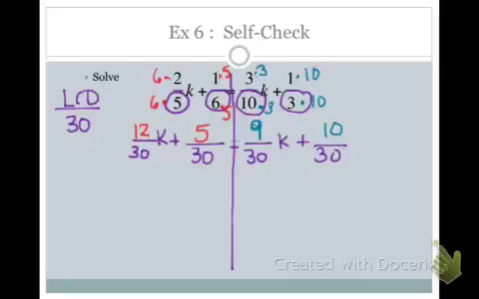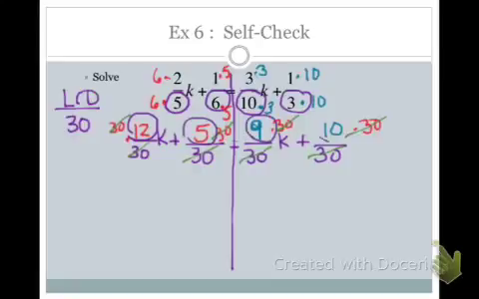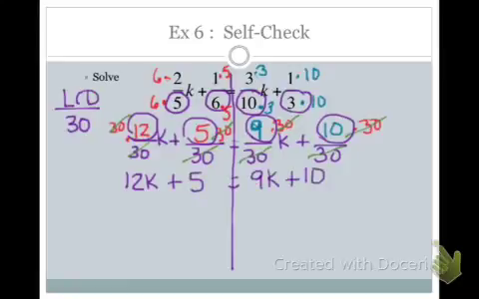From there, what we're going to do is multiply every single term by 30. And there are 4 of them that we had. And as I multiply, notice again that the 30s that I multiplied are canceling with the 30s that I see in the denominators. Ultimately, what we're being left with here are just the numerator terms. So I have 12k plus 5 equals 9k plus 10. So at this point, all fractions are gone. We're down to regular basic solving.